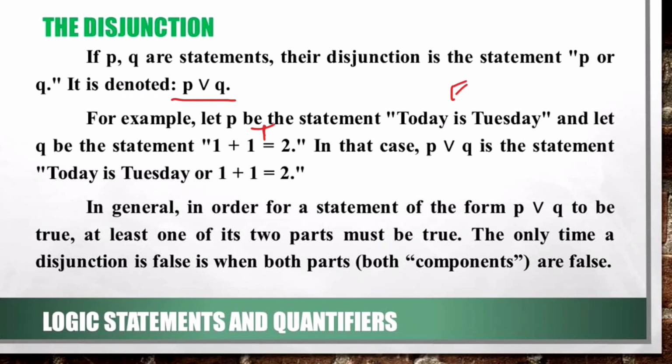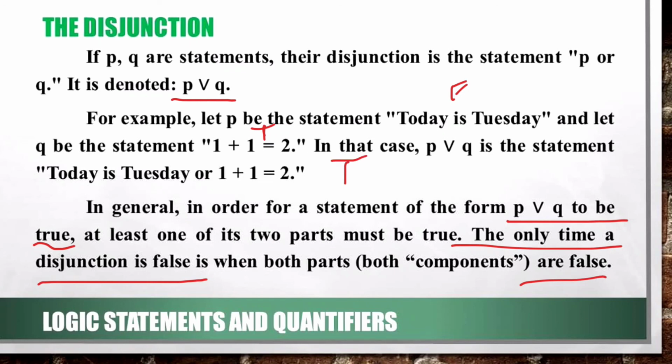In disjunction naman ay kabaliktaran nung conjunction na nauna. Kasi dito, in order for the statement of the form P or Q to be true, at least one of its parts must be true. Isa lang, kahit isa lang dyan, combination yan ay false and true, true pa din. True or false, true pa din. False and false, false. True or true, true. Therefore, the only time a disjunction is false is when both parts or both components are false. Yung sinasabi ditong both components ay yung mga statements. So here, true or false, therefore this truth value is true.